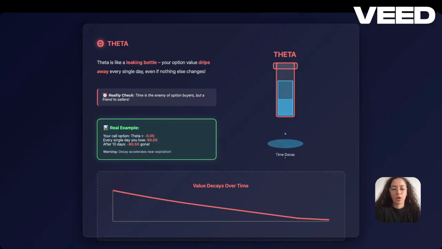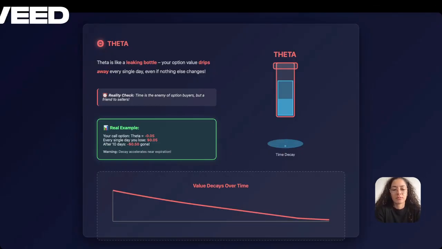When you talk about options, the big and important theme that always comes up is the time decay. And that's what theta measures. So think of theta like a leaking bottle. Your option value drips away every single day, even if nothing else changes. So even if the stock doesn't move, still you're losing value on your option just because time passes.